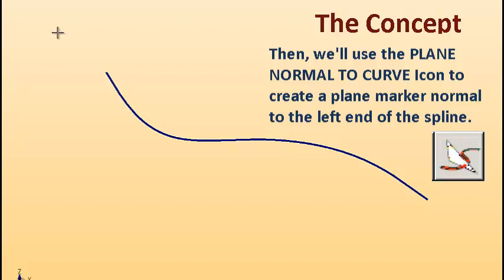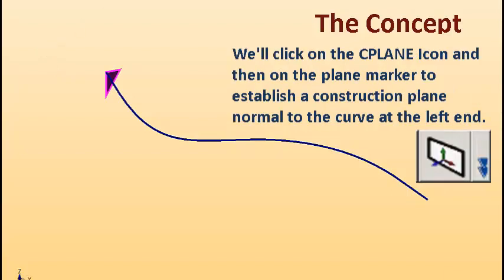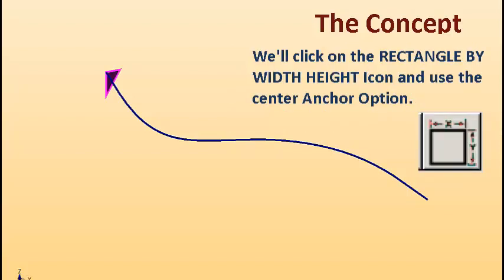Then we'll use the plane normal to curve icon to create a plane marker normal to the left end of the spline. We'll click on the C-plane icon and then on the plane marker to establish a construction plane normal to the curve at the left end.